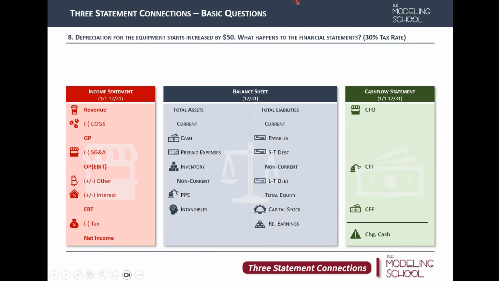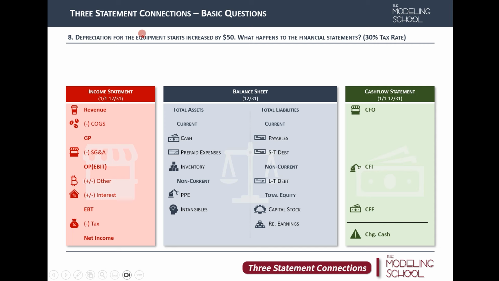This will probably be one of the most classic questions that we receive in technical interviews for investment banks or private equity firms, or even hedge funds or asset management firms as well. Even I personally received this question several times, and the topic is always depreciation.